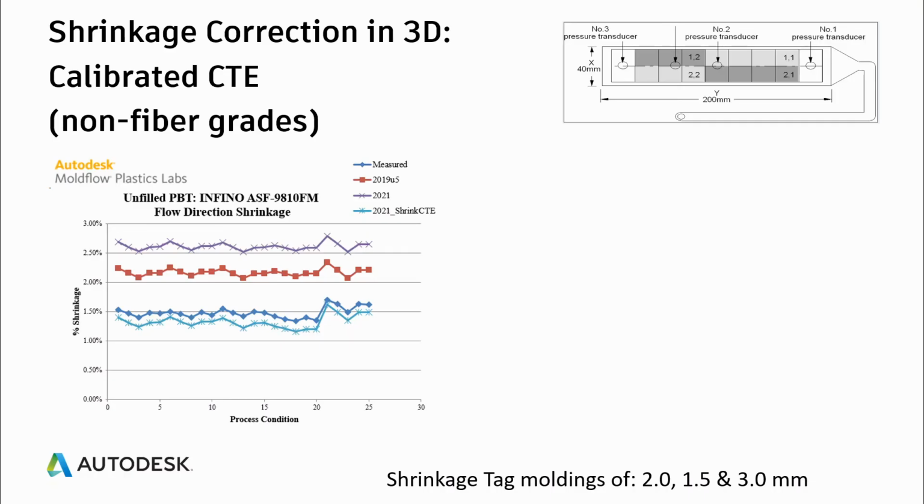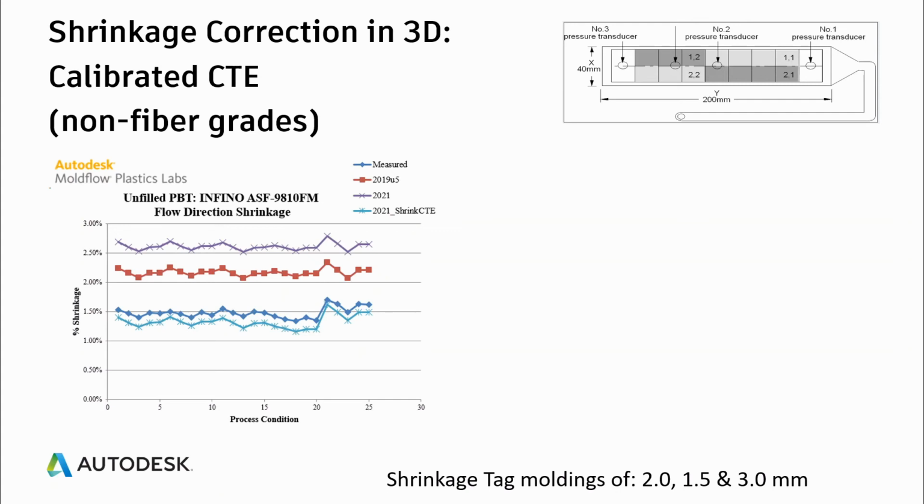The first of these previews that I'll mention is a shrinkage correction method for 3D. It's not actually the CRIMS method, which we use in midplane and dual domain. It's a different method based on adjusting or calibrating the coefficient of thermal expansions. And in the technology preview presently, this is only available for non-fiber grades. That is, for grades which have isotropic shrinkage properties.